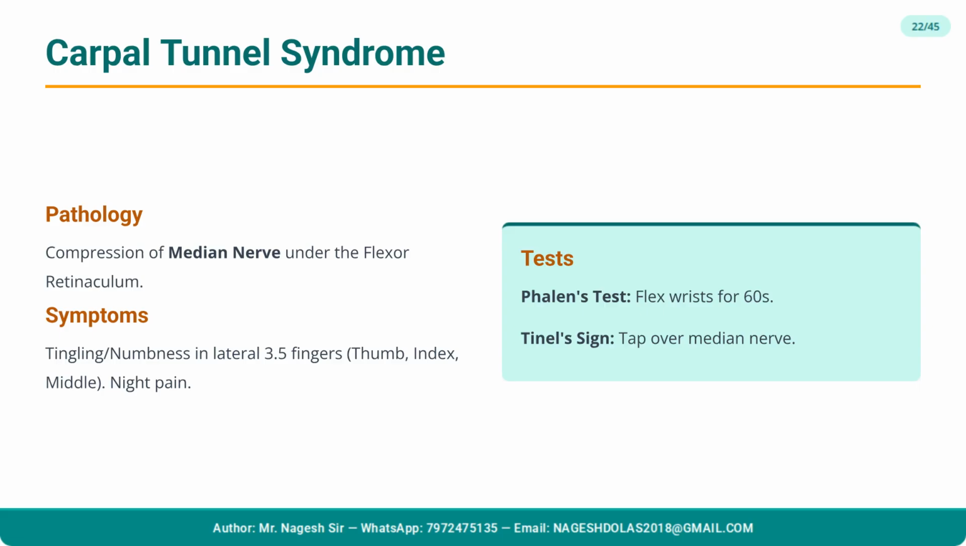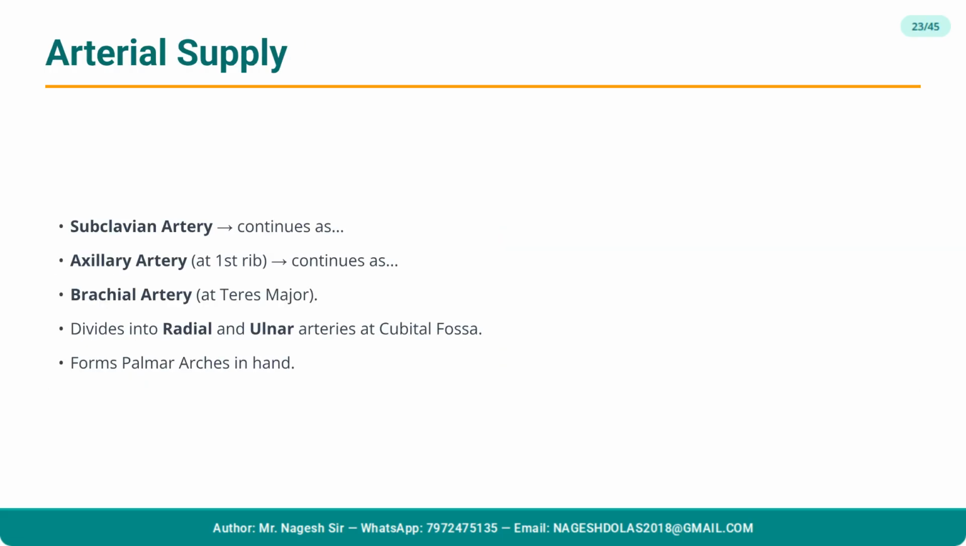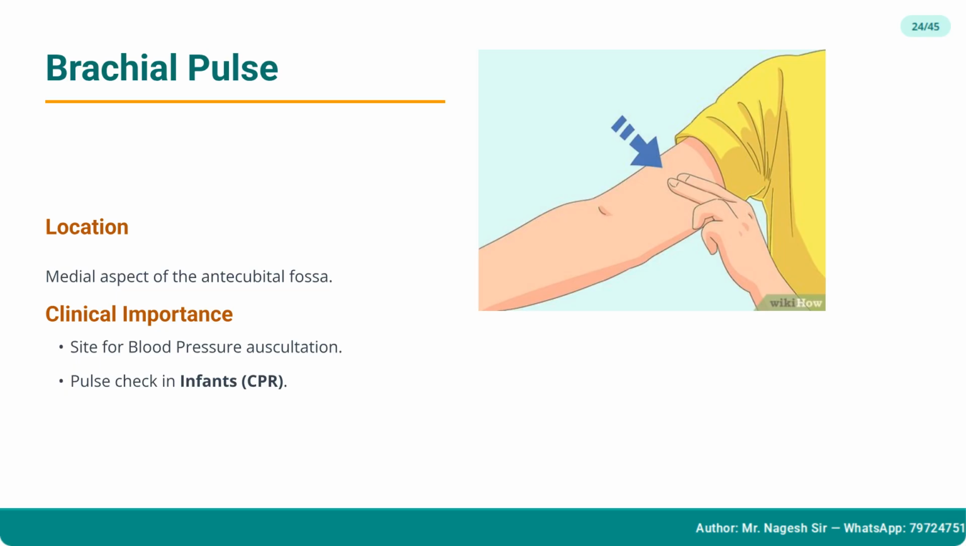Diagnostic tests include Phelan's test and Tinel's sign. The arterial supply follows a path from the subclavian artery to the axillary artery, which becomes the brachial artery. The brachial artery divides into the radial and ulnar arteries at the cubital fossa. The brachial pulse is located on the medial aspect of the antecubital fossa.